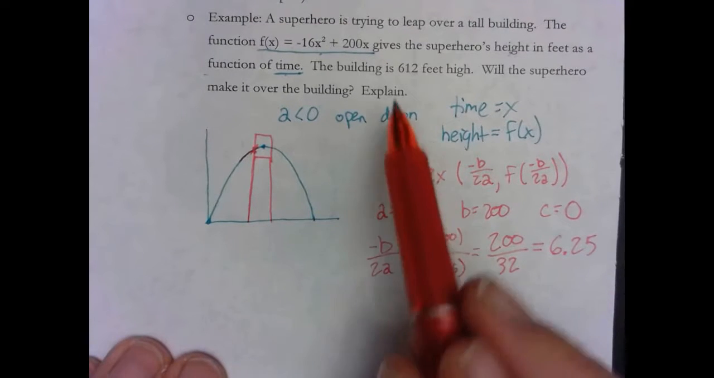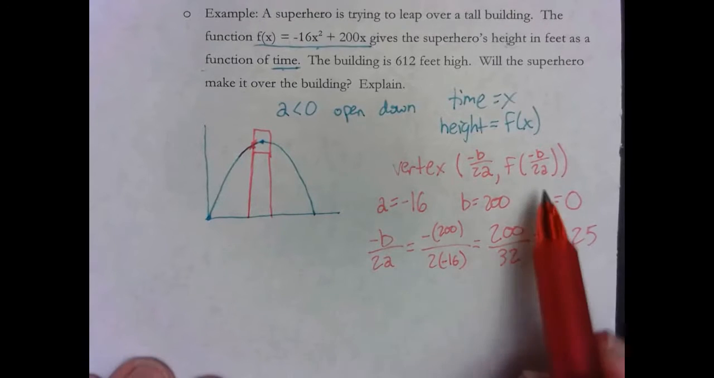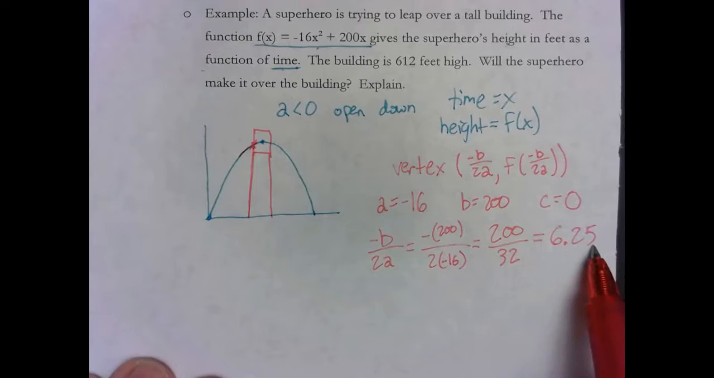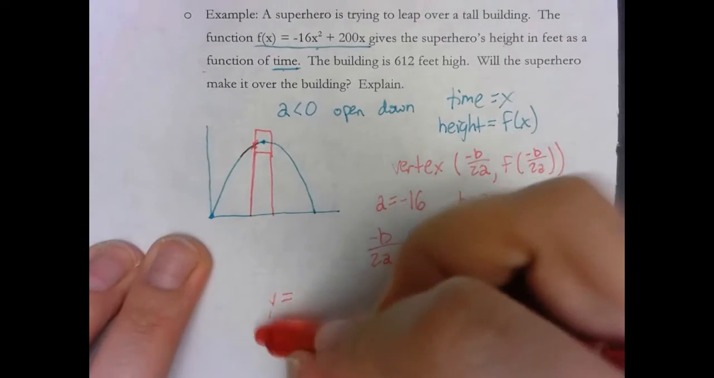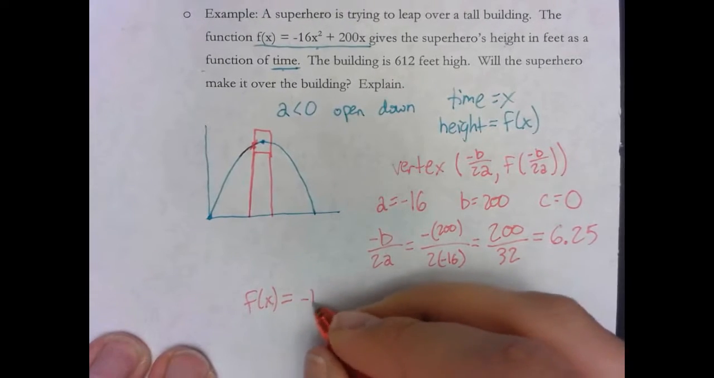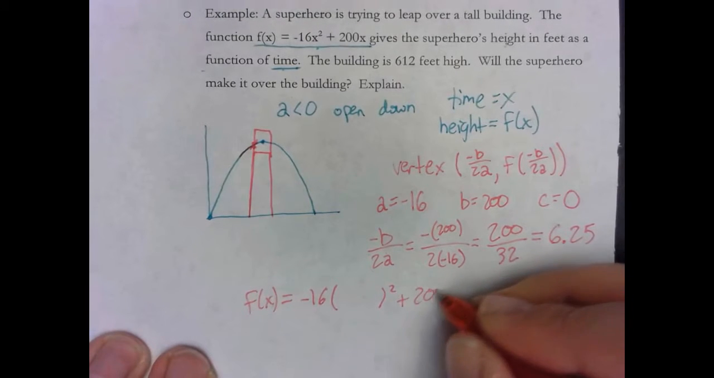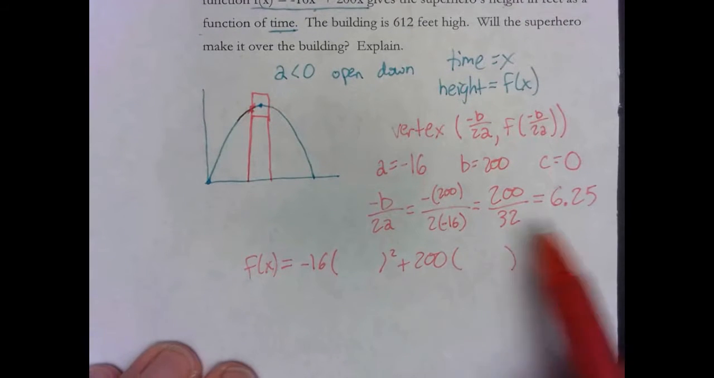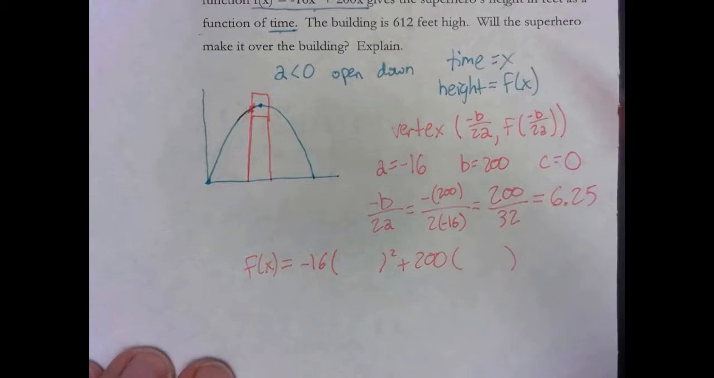We don't give a darn about time. We need to know about the height. That's what's important. So if we need to find our y, that means we need to plug this in for x. So y, or f of x, I should say, is negative 16 x squared plus 200 x. So I'm finding my height. Remember, this is the height of the vertex. This is the maximum height our superhero can jump, and we're hoping it's more than 612.